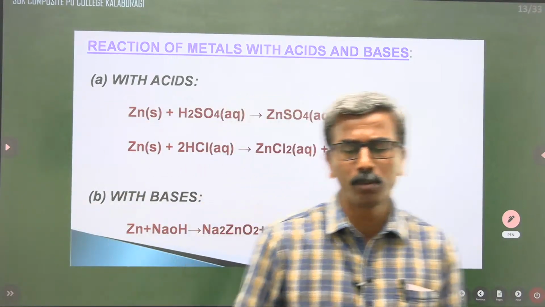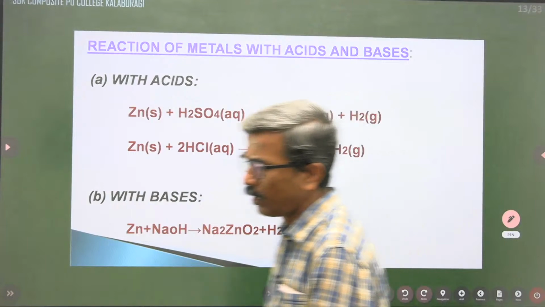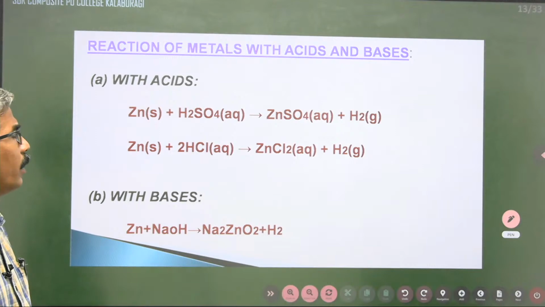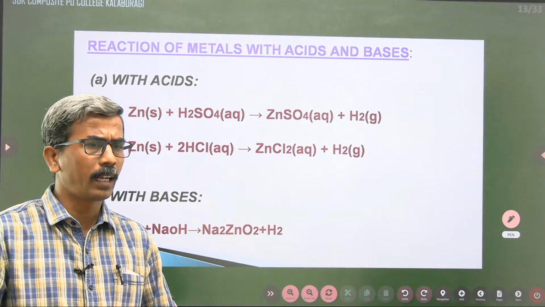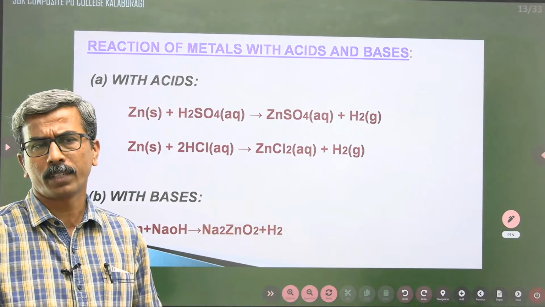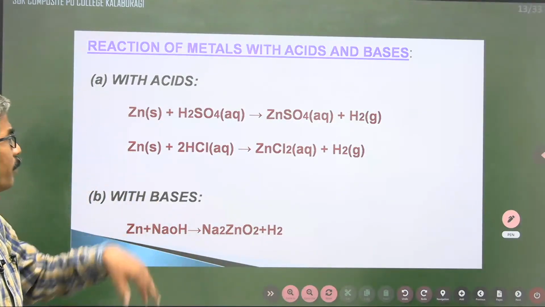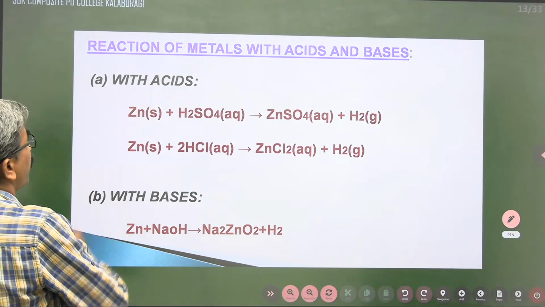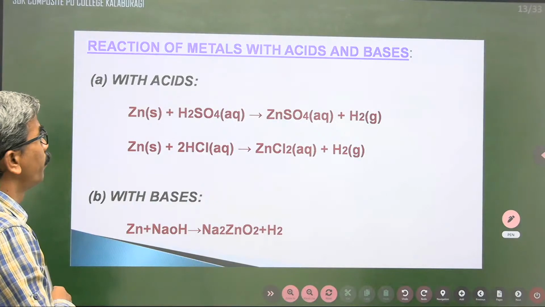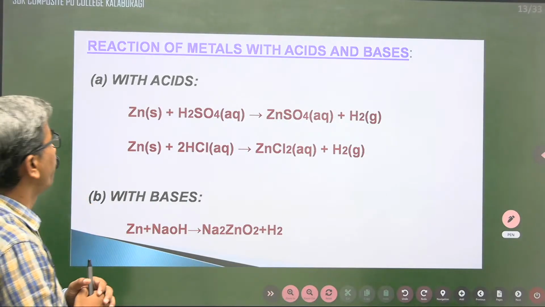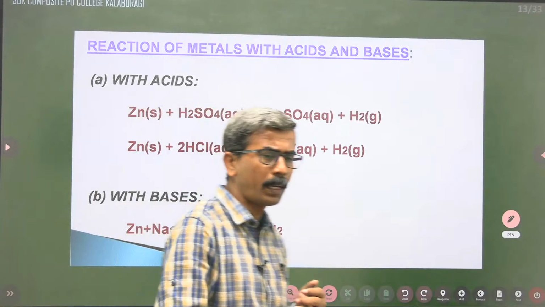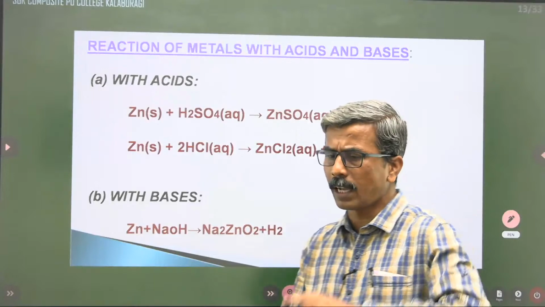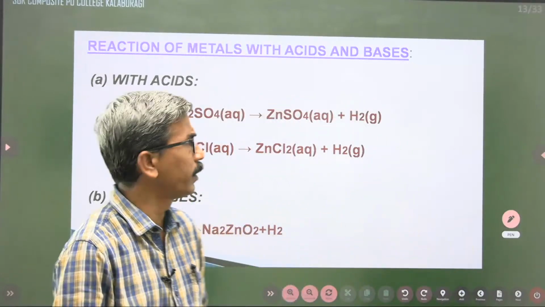Now let us move to how these acids and bases behave when you make them react. As I said, they have a very large number of reactions, so out of them we have some examples. The first reaction is the reaction of metals when made to react with either an acid or a base. When you take an acid or base and react it with a metal, what will happen?